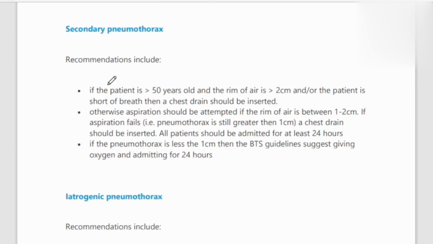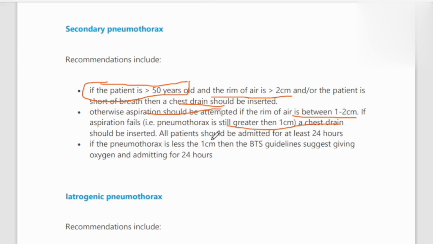If more than 2 centimeters and the patient has shortness of breath, then aspiration should be attempted. If aspiration fails, then a chest tube should be inserted. And the other type is a secondary pneumothorax.